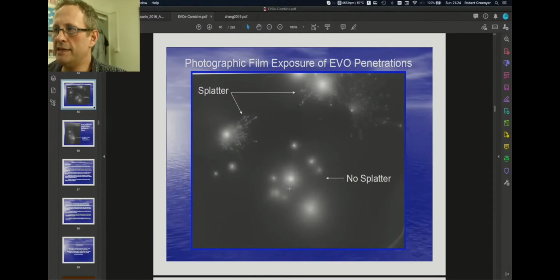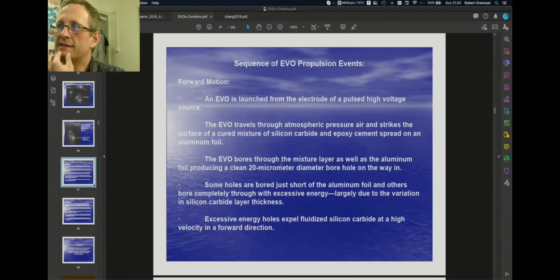So he's saying that these are the splatters. So this would be the forward motion, and these are the no splatter. This would be the reverse motion. And he describes it here. The sequence of EVO propulsion events. Forward motion. An EVO is launched from the electrode of a pulsed high voltage source. The EVO travels through atmospheric pressure air and strikes the surface of a cured mixture of silicon carbide and epoxy cement spread on an aluminium foil.